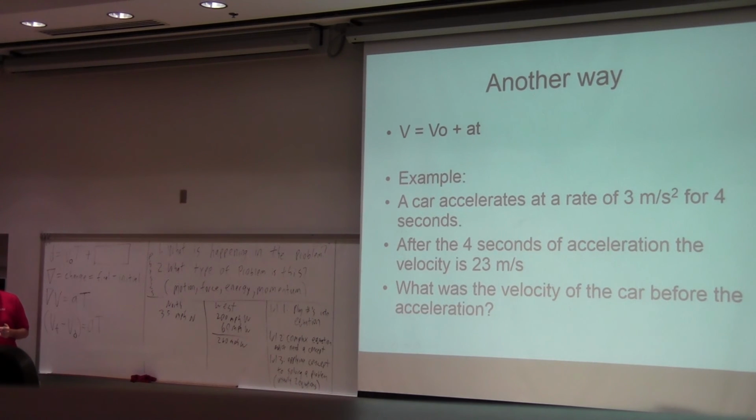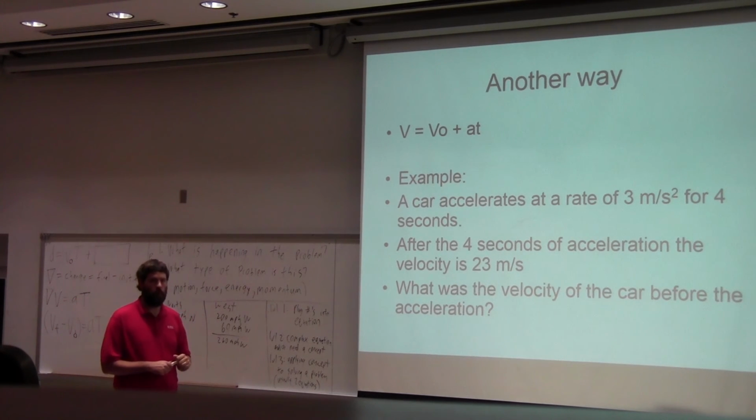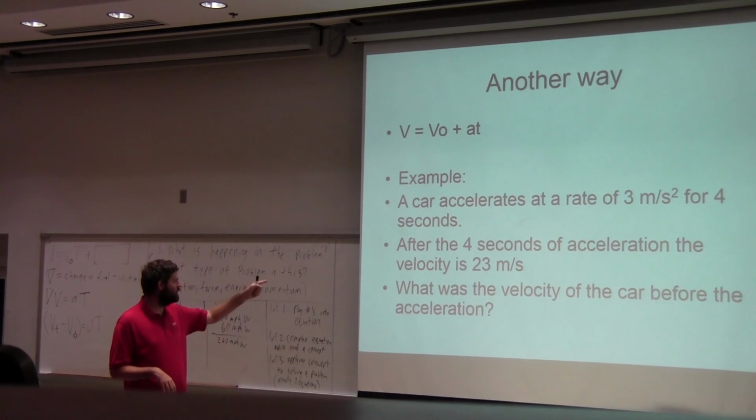So let's do a quick example of this type of problem. So we have a car that's going to accelerate for 4 seconds and at 3 meters per second squared forward. By the way, all accelerations and velocities have direction. I didn't write it here, but they always have direction. Always, always, always. And that's very important, especially if your direction changes. I give you the velocity 4 seconds later.